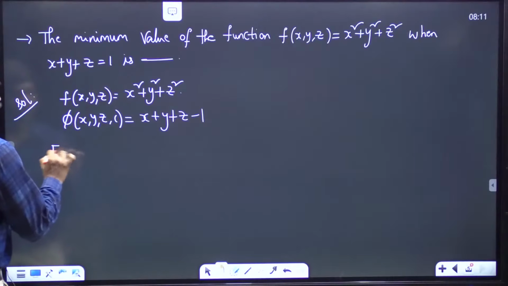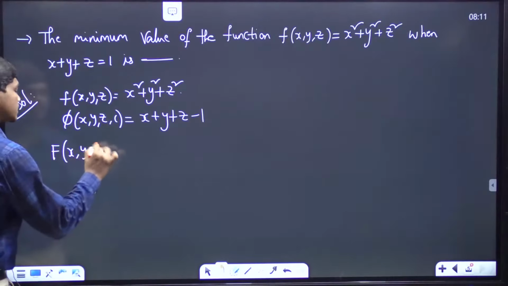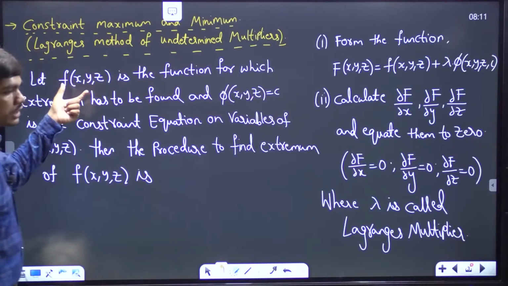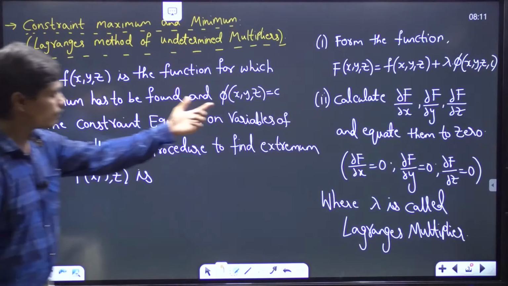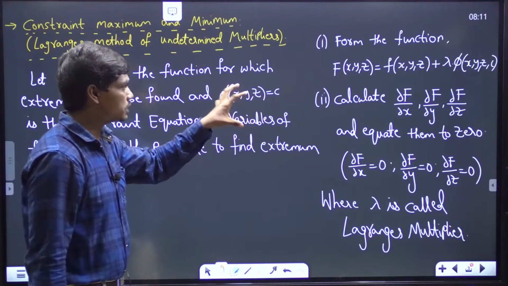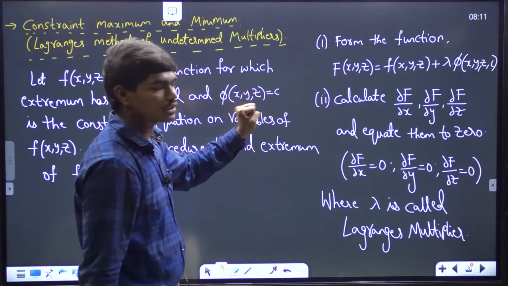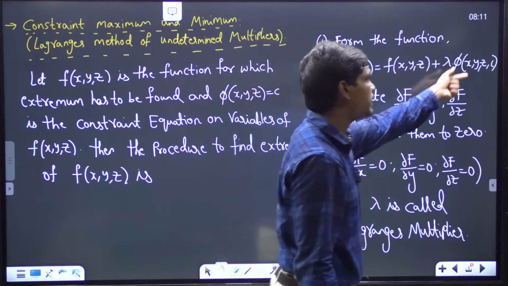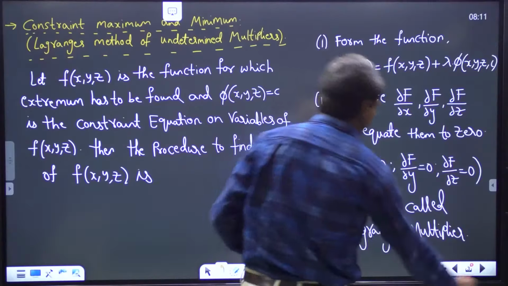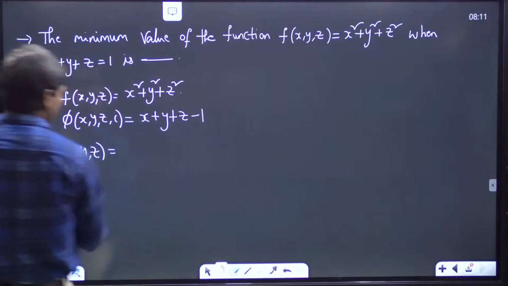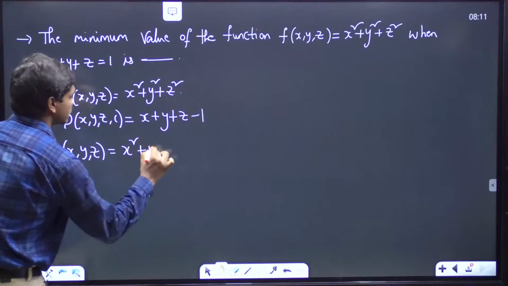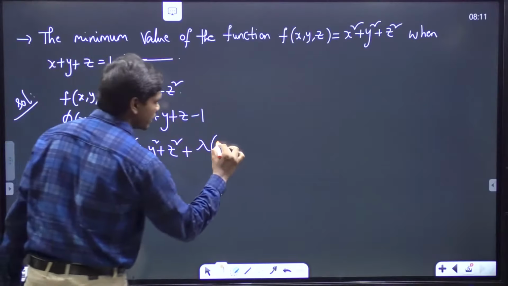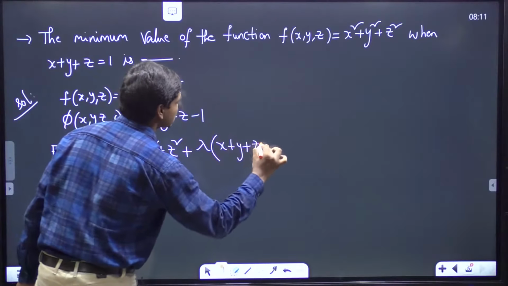So now first of all, form the equation F of x, y, z equal to c. In the procedure I gave you, if this is the function for which you need to find the extremum, and this is the equation phi of x, y, z equal to constant which governs the variables as a constraint, then your first step is to form the equation small f of xyz plus lambda into phi of xyz equal to constant. So I am doing that here, forming this capital F, which is f of xyz plus lambda into this constraint equation, basically x plus y plus z minus 1.